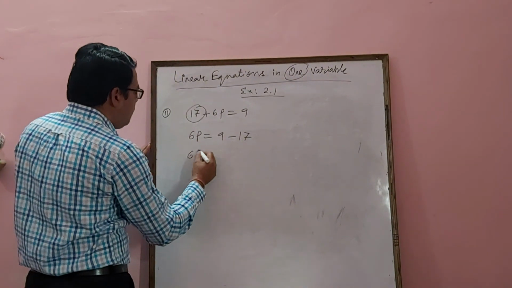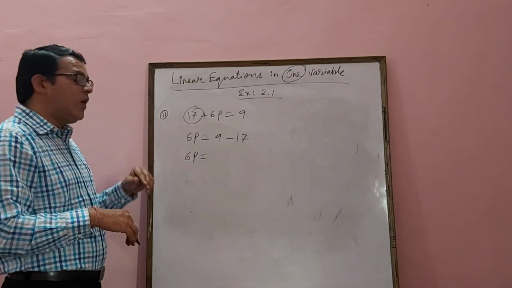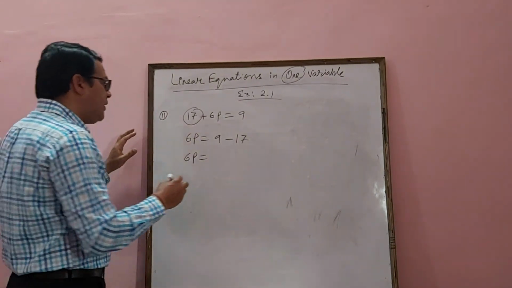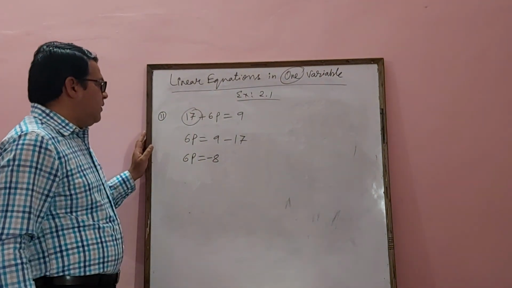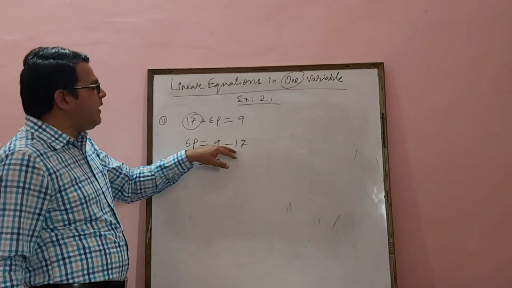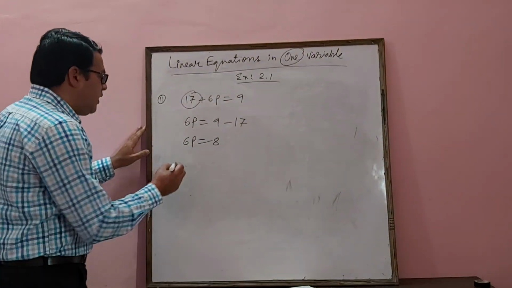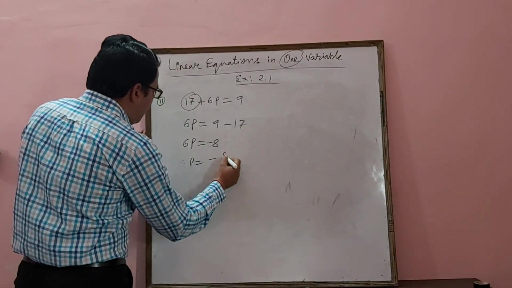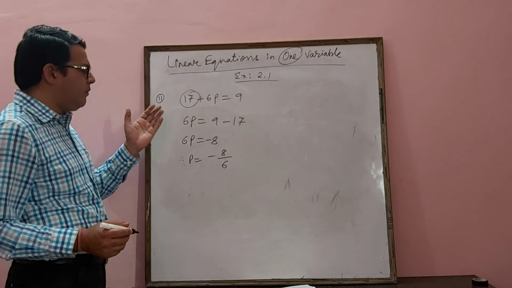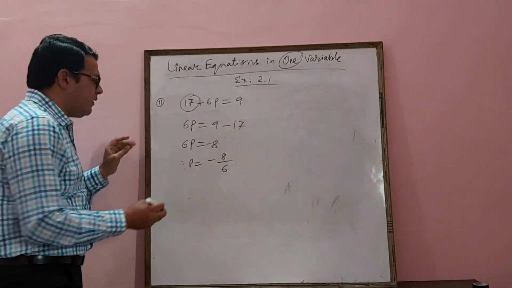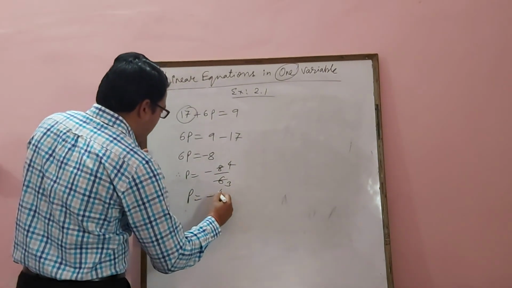Now 6p equals 9 minus 17. It means you have to subtract 9 from 17. What will come when you subtract? It is 8 in minus. Why minus? We know that 17 is the bigger one and 17 has the negative sign. That's why minus will come here. Now therefore p equals minus 8 by 6. Since 6 and p are in multiplication, we can divide. Now by 2 both are divisible. So p equals minus 4 upon 3.